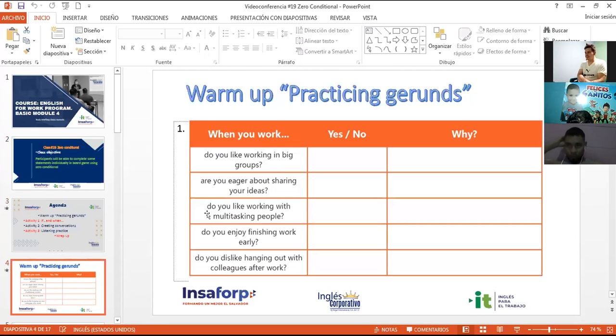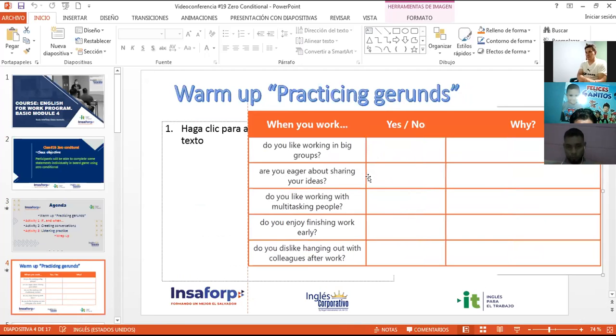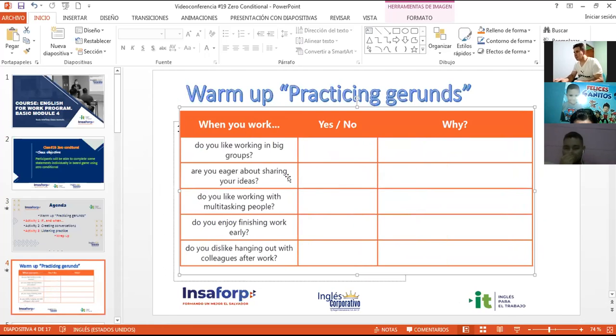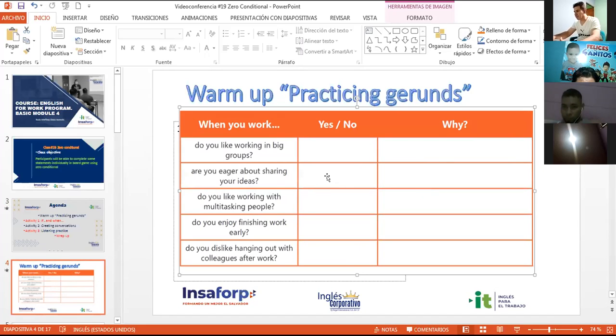The first one is the warm-up, practicing gerunds. So in groups, or in pairs, you are going to answer these questions. When you work, do you like working in big groups? Yes, no, why? Are you eager about sharing your ideas? Yes, no, or why? Eager means excited. Es como ansioso o con deseos de compartir sus ideas.